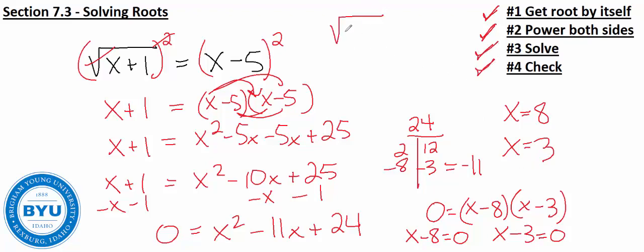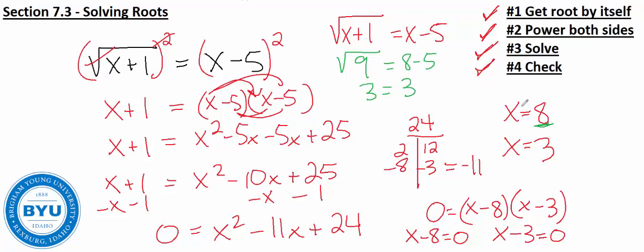Remember, the original was the square root of x plus 1 equals x minus 5. Let's plug the 8 in. When I plug 8 in, I'm going to get the square root of 8 plus 1, which is 9, equals 8 minus 5. That's 3 equals 3. That one checks out. So this is a good answer.